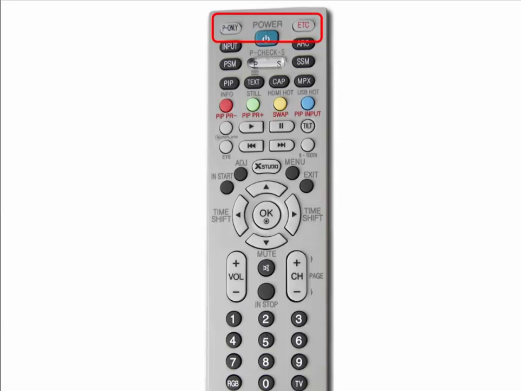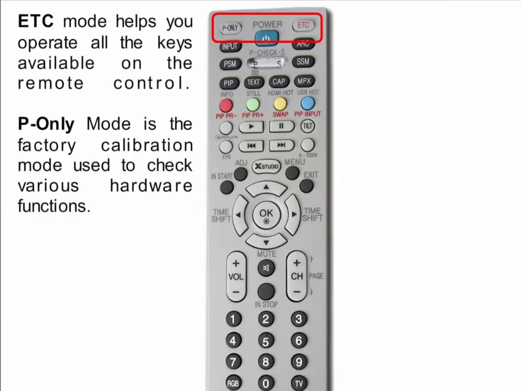One is ETC and the other one is P only, also called power only. You can toggle between these two modes by pressing the ETC button. In ETC mode, you can operate all the keys available on the remote control, whereas the power only mode is the factory calibration mode where you can check the various hardware functions like jog keys and other test functions.